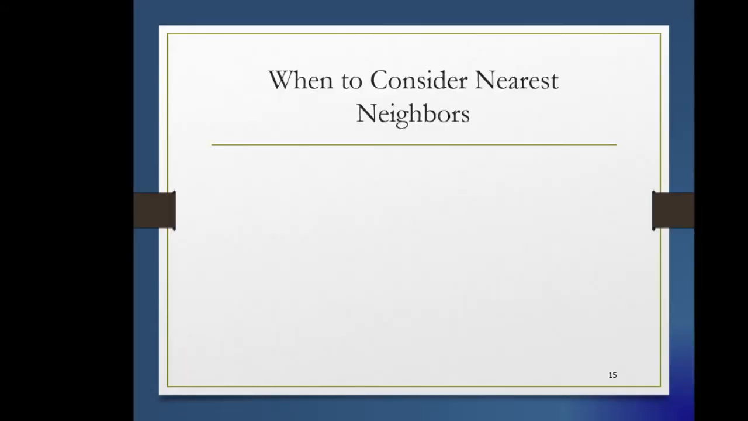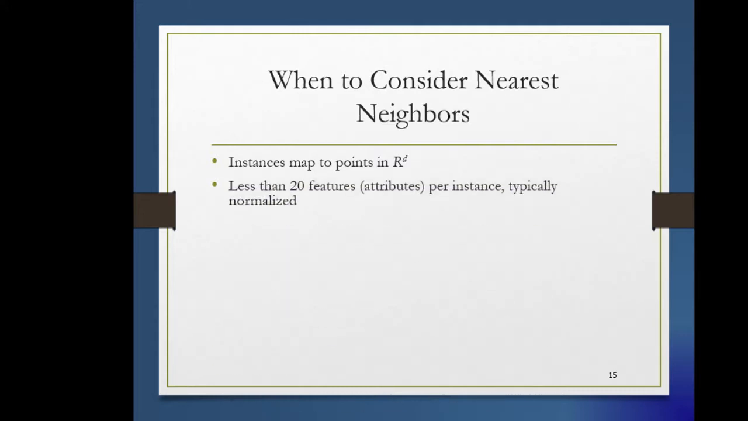So when to consider k-nearest neighbor? K-nearest neighbor can be considered when the points in the data set are in real value domain and the features are small in number, such as 20 features, typically normalized, and there is a lot of training data. Then k-nearest neighbor is a good candidate.